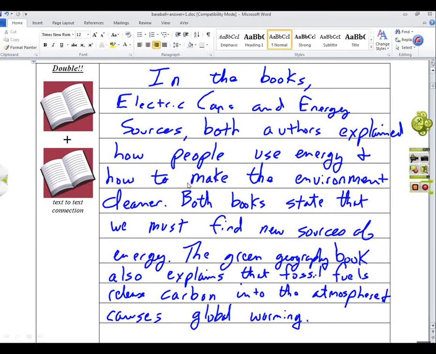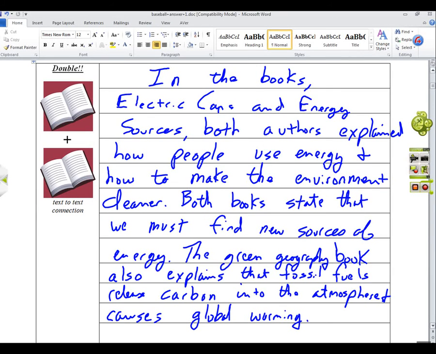The double, we're trying to make connections between the book we just read, which would be Energy Sources Pros and Cons, and connect it to other books we read. We're trying to make text-to-text connections. In other words, we're trying to compare different text materials that we've read and connect them together. And that's what this answer looks like here.